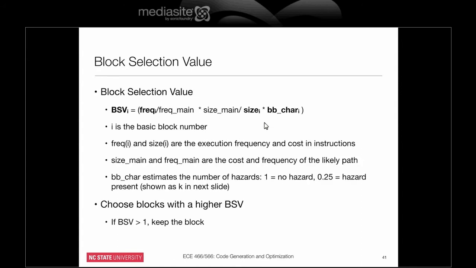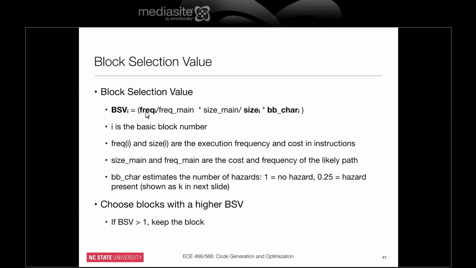Okay, so these are concerns we have. Based on these concerns, we come up with what's called a block selection value. This block selection value is meant to capture these various competing elements to tell us, should we put a basic block in the hyperblock or not? This equation has several components. The I here refers to a specific basic block, so we calculate this based on the characteristics of some particular basic block in the program. Frequency of I and size of I are the execution frequency of the basic block and the cost in instructions of the basic block, respectively.